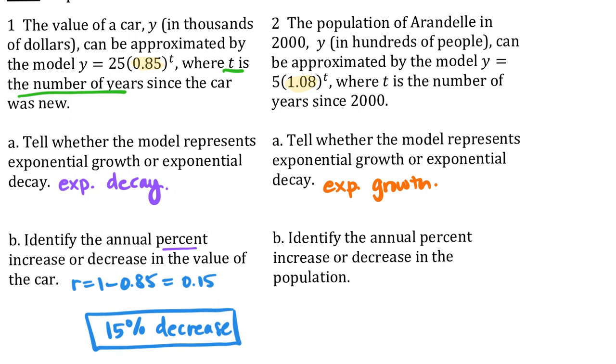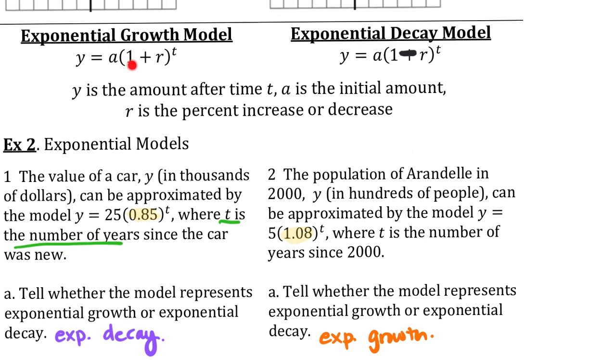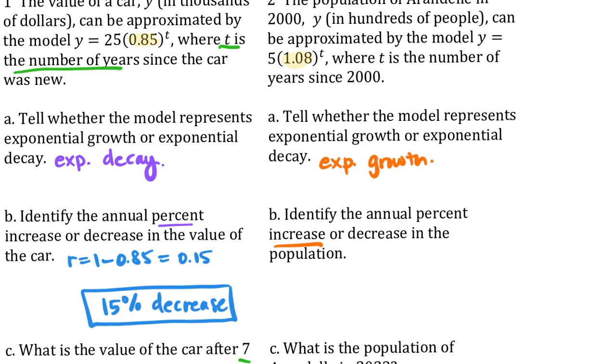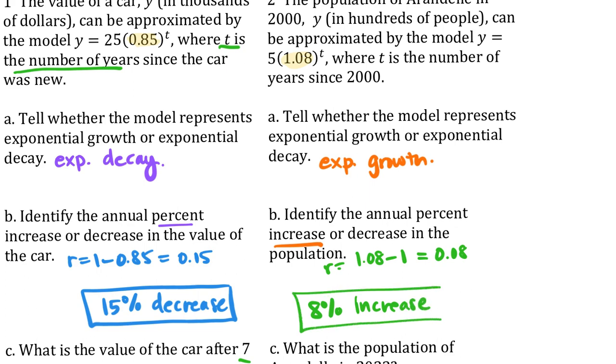Okay, identify the annual percent increase or decrease in the population. Since this is growth, this should be increasing. Okay, let me look at the equation for increasing. Okay, if this is growth, my rate is going to be 1 plus something. So what is my base? It's 1.08. So I'm going to do 1.08 minus 1 to see what my rate was. What is that, 0.08? Okay, that's my rate as a decimal. To get it as a percent, I need to times by 100. If I times by 100, I get 8%. Since this is a growth model, that's an increase. The population is increasing by 8%.